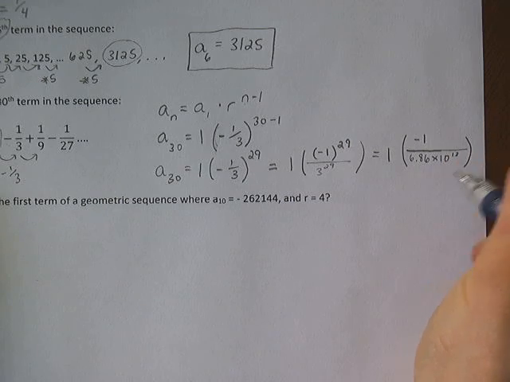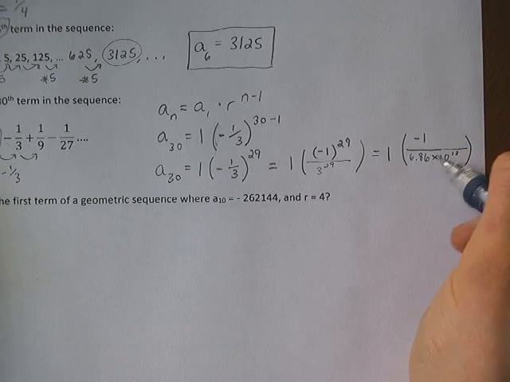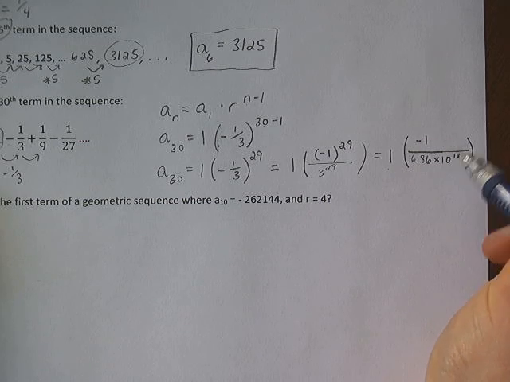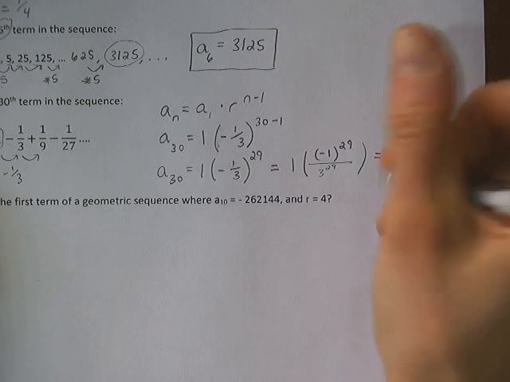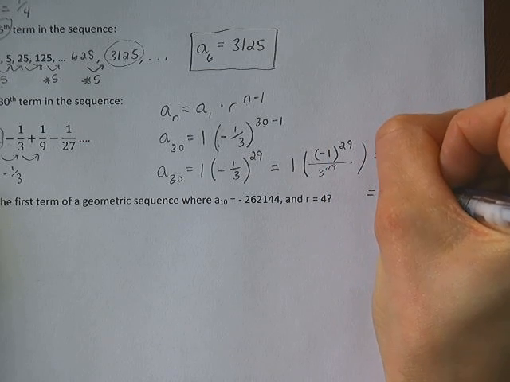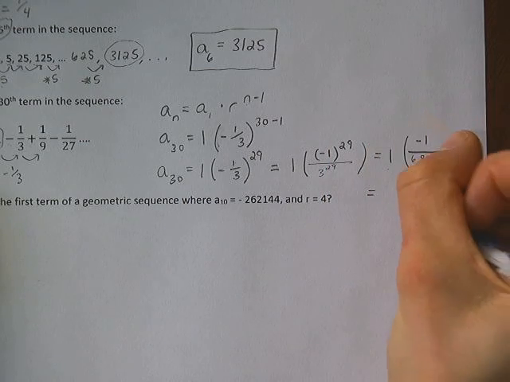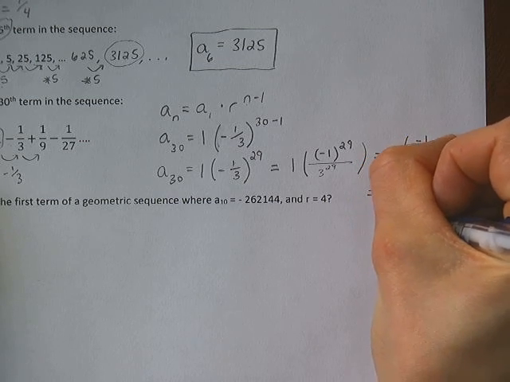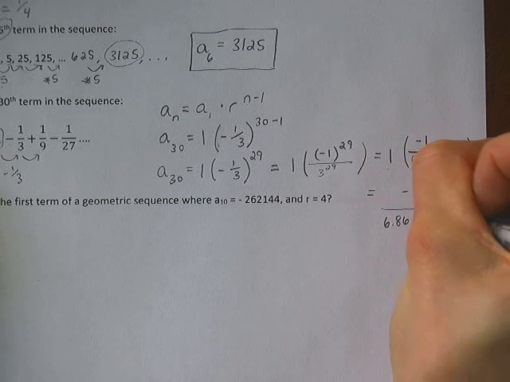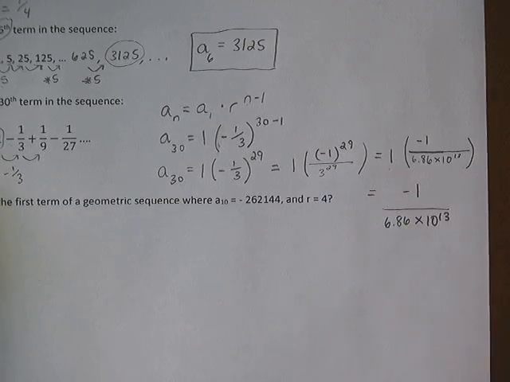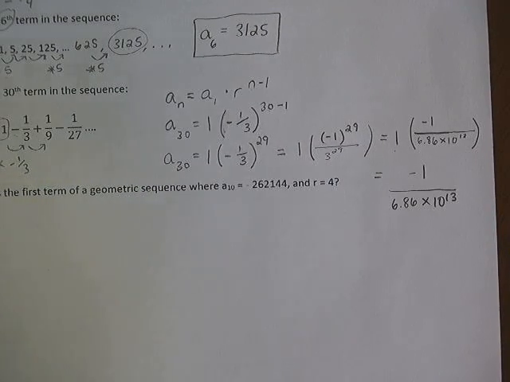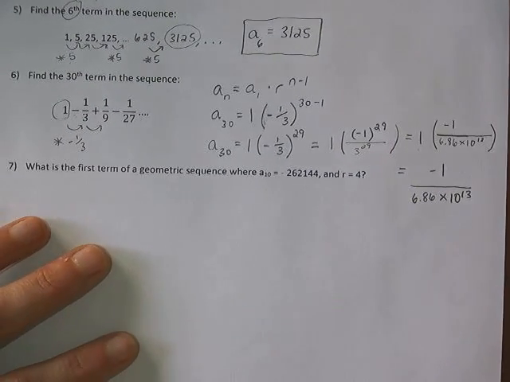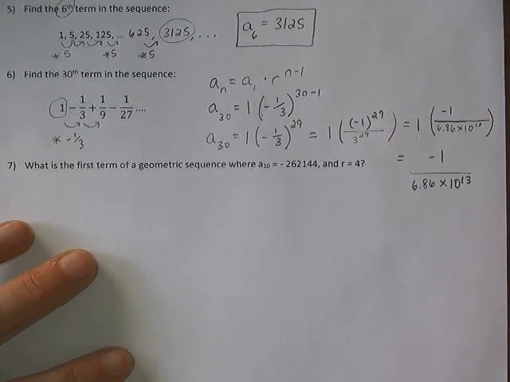And so after we do this part, now we can take this times the 1. Well, 1 times anything ends up being whatever this number is. And so for this answer, for the 30th term in that sequence, it would be -1 over 6.86 times 10 to the 13th power. Okay, so this little problem covers a lot of stuff that you will have to know for certain types of problems, things that could come up. So that's a good problem.